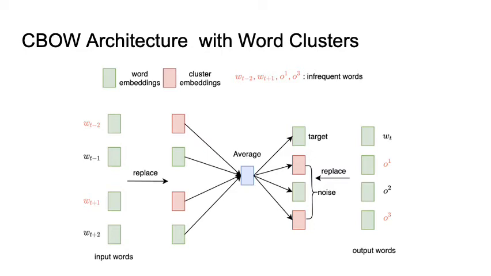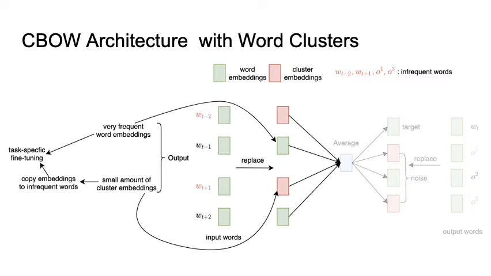When applying word clusters, our method is very simple: we just replace the infrequent words with their corresponding word clusters. For example, here, shown in the red symbol and the red box, the red symbol represents infrequent words, and the red box is the cluster embedding. So we replace the infrequent words on the input side, and also we replace the infrequent words on the output side. So this is the overall architecture of our method.